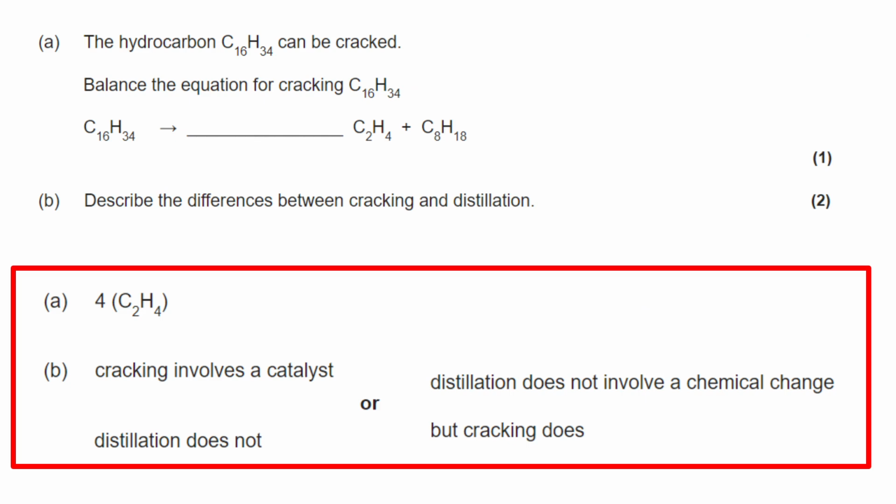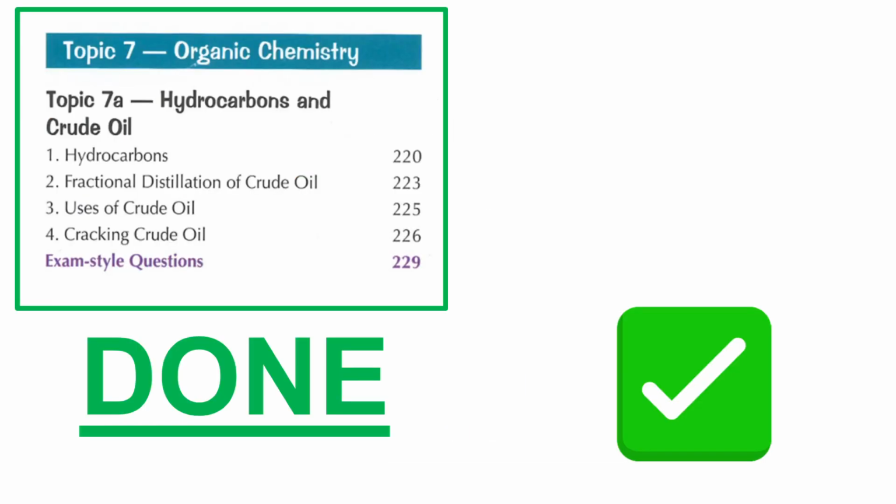And finally, here's another example. Balance the equation, easy, and describe the differences between cracking and distillation. Just a random throw question that you mightn't have been taught. Cracking involves a catalyst, distillation does not. And distillation does not involve a chemical change. You are just separating on the physical boiling points, but cracking does. That is a more difficult question, but it's only worth 2 marks and I wouldn't lose too much sleep over it. So that is the intro to organic chemistry.